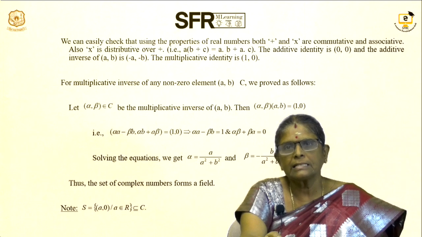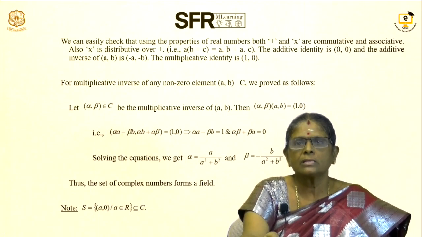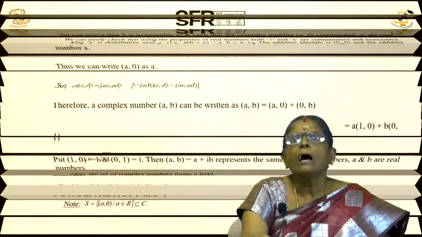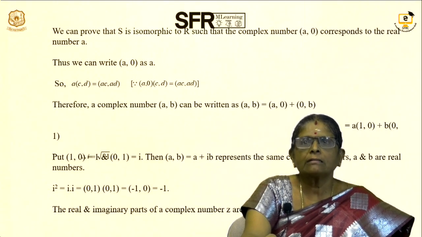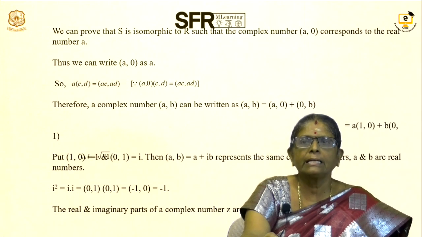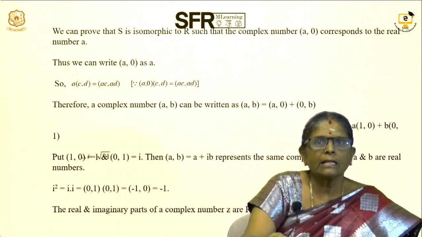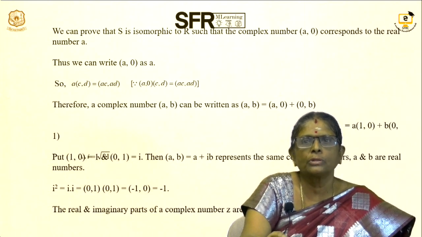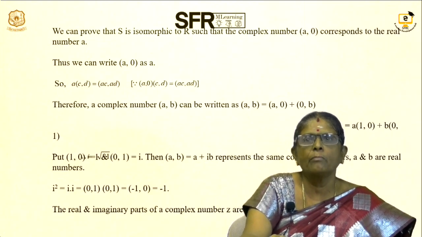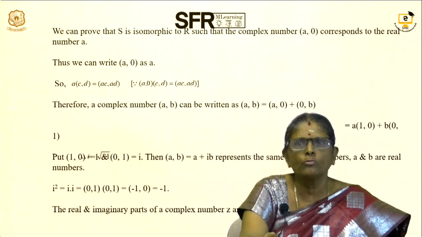If you consider a set S, it consists of ordered pairs of elements of the form (a, 0) where a belongs to R. Clearly, it is a subset of C. We can prove that the set S is isomorphic to R such that the complex number (a, 0) corresponds to the number a, that is the real part. That is, we can write the complex number (a, 0) simply as a. When you multiply a by the complex number (a, 0), and another complex number (c, d), we multiply one more number.